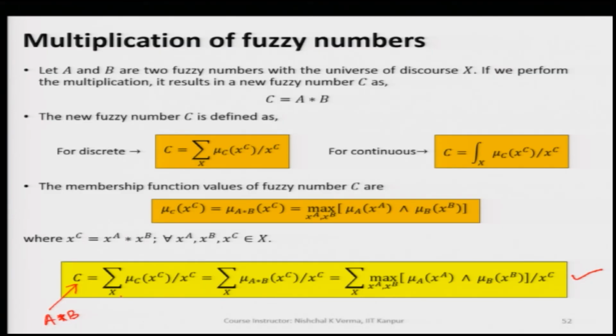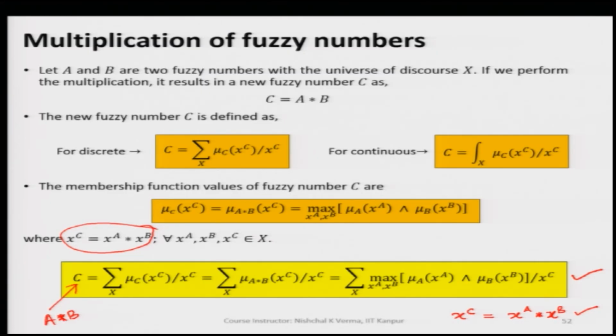The formula remains the same. The only difference we see here is that x c comes out to be x a multiplied by x b, which is mentioned here as well. Other than this there is no difference at all. All the min and max remain intact. So, we need to be careful while finding the multiplication of two fuzzy numbers a and b.